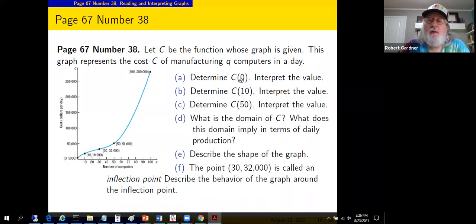Determine C of 0. Well, we'll get the point (0, C of 0) as a point on the graph. The point (0, 5,000) is a point on the graph. If this is a function, then that 5,000 must be C of 0. Just read it off the graph. Plug in 10, get out, looks like 19,000. Plug in 50, get out 51,000. There's those values from the graph.